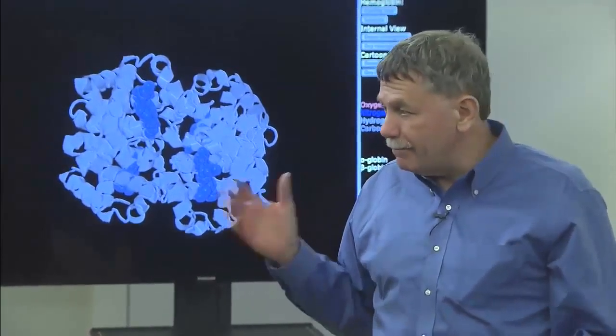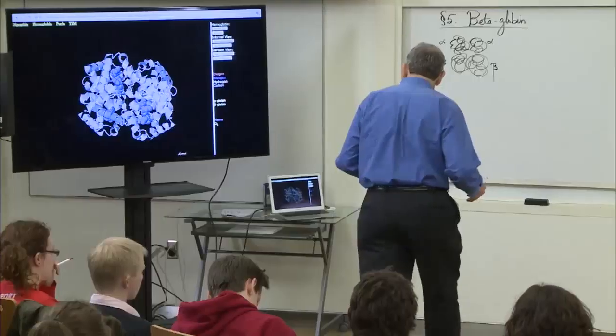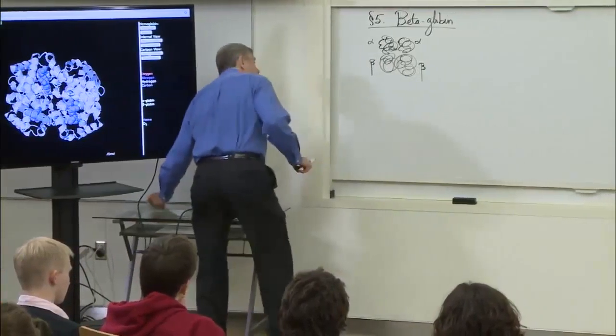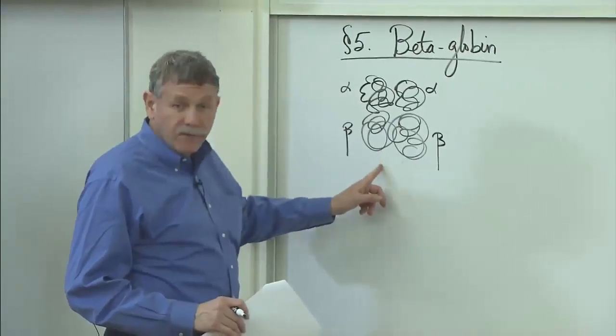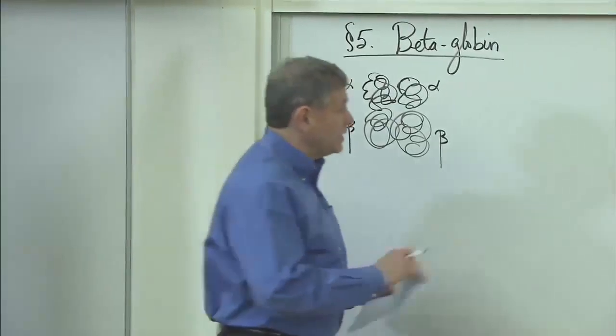Alpha and beta subunits are encoded by different genes. The alpha subunit is encoded by the alpha globin gene. It's on chromosome 16. The beta subunit is encoded by the beta globin gene. It's on chromosome 11. There's no particular logic to where genes sit in the human genome. They sit where they sit. So let's go take a look at beta globin, the gene that encodes one of these 2 proteins.